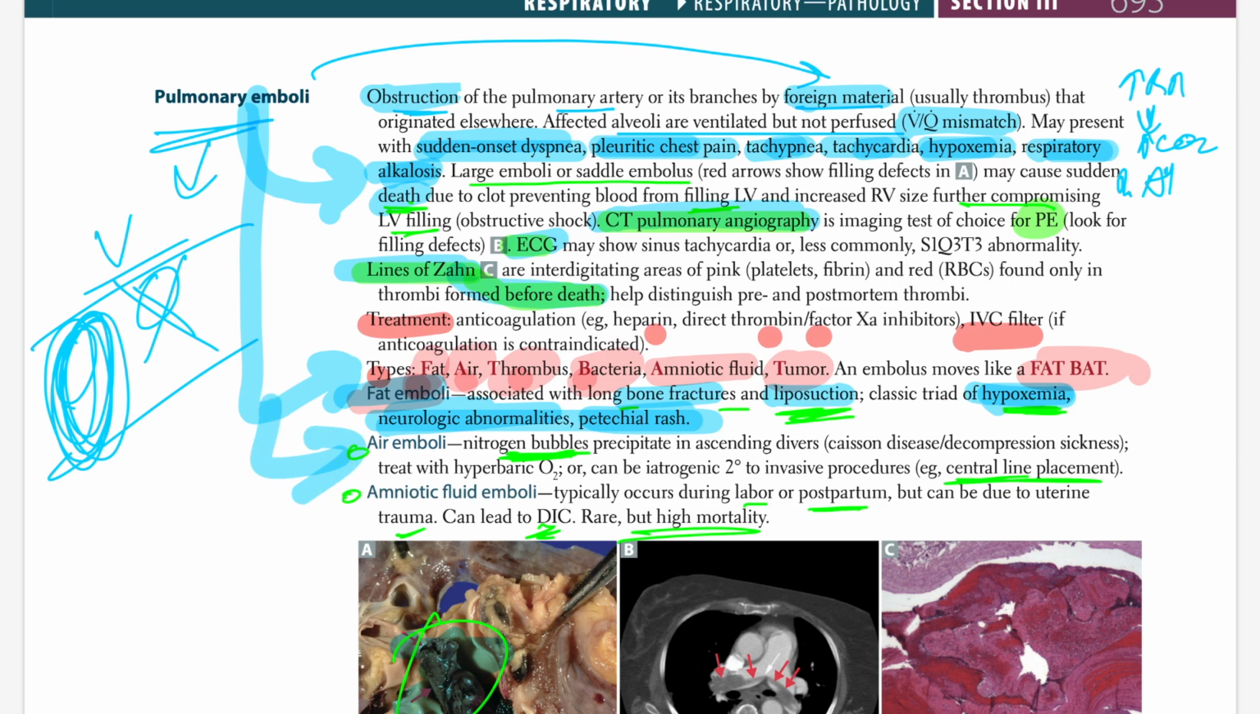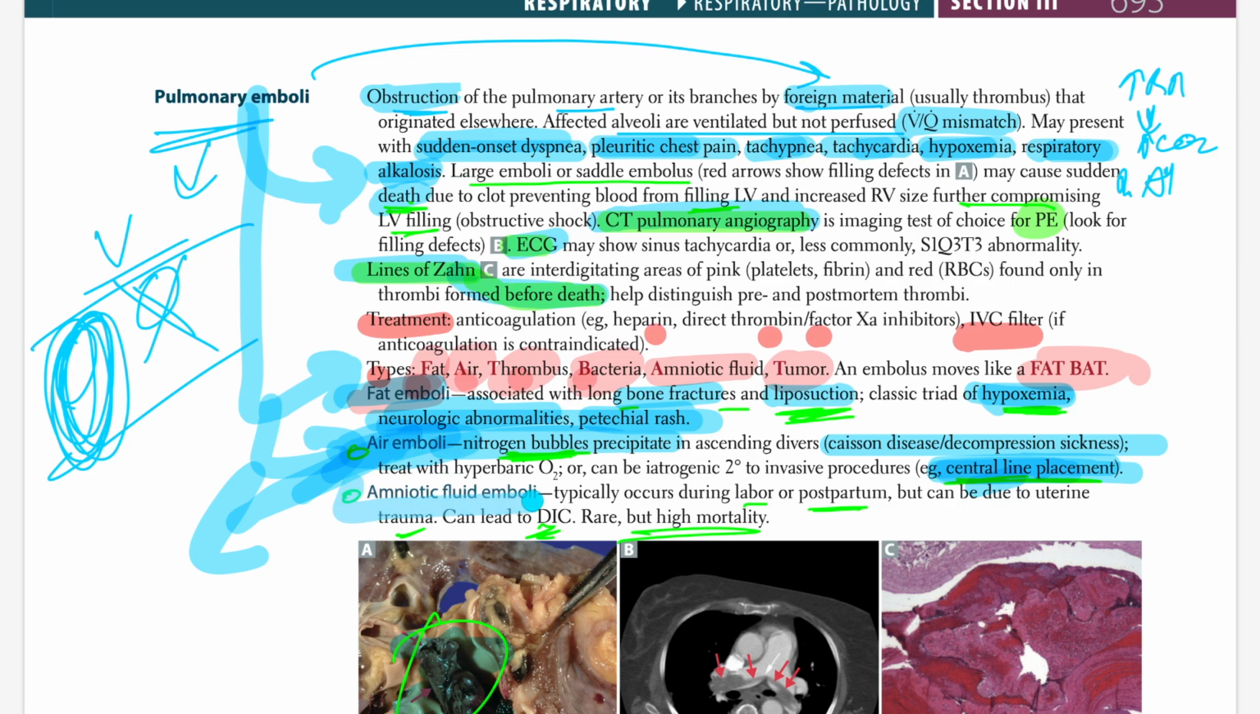Air embolism. Where do you get air embolism from? Well, divers who have caisson disease, decompression sickness, are going to get air embolism, in which you will see nitrogen bubbles precipitating. And also, if you place a central line, which is a very common procedure, there's a risk of getting an air embolism in those patients.